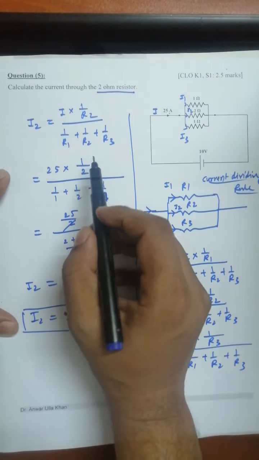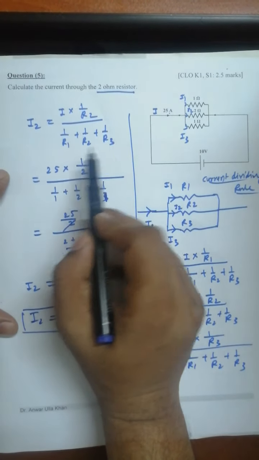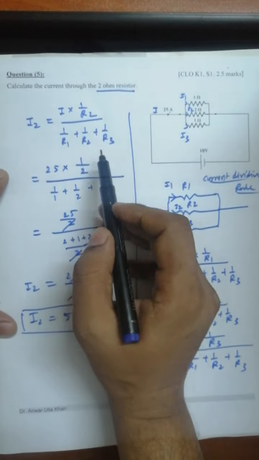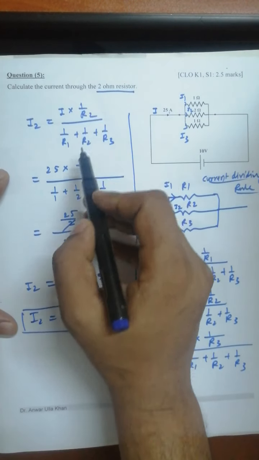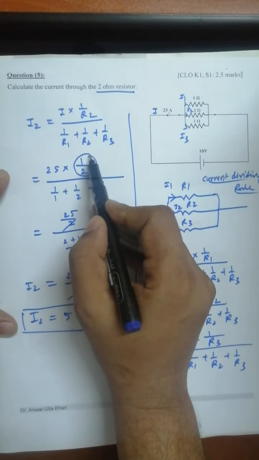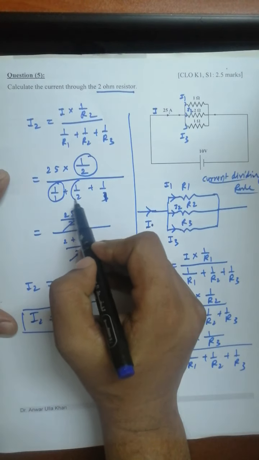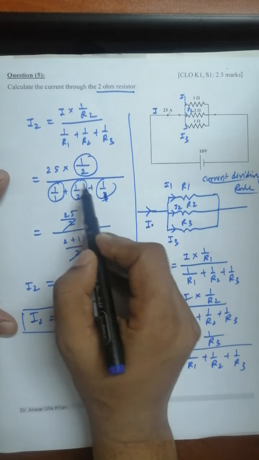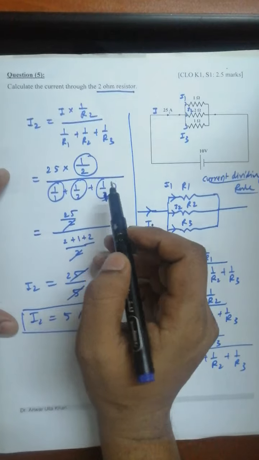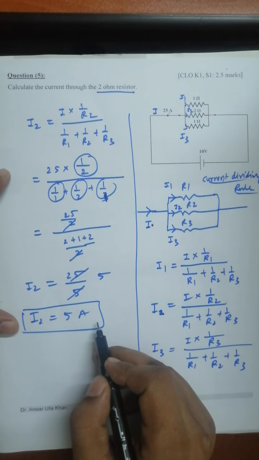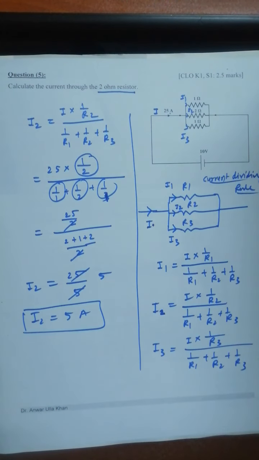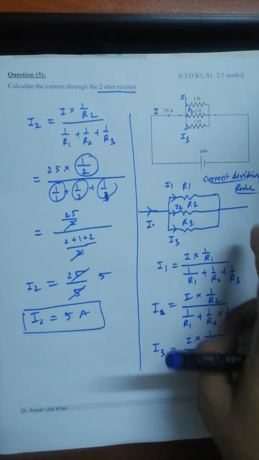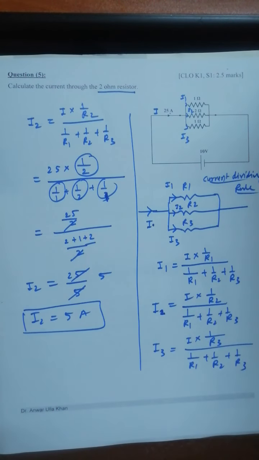Here you should understand the mathematics, how to solve this. You can use a calculator also. In the calculator first calculate this, then this, then this, then this, and add all these things. Solve by using the calculator, and it will be your answer. In this way you can calculate the value of current in any resistor, and all these resistors are connected in parallel here. So this is your current dividing rule. Okay, thank you very much.